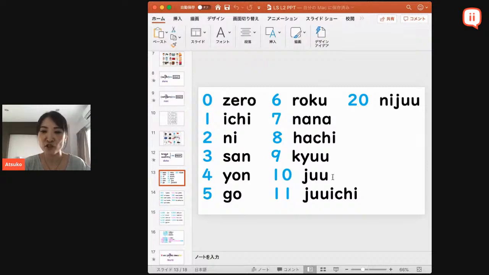Okay. Eleven is ju and ichi. Juichi. Then how about twelve? Twelve is ju ni. Ju san, ju yon, ju go. Then twenty: ni, ju. Okay. How about thirty? Thirty, forty.